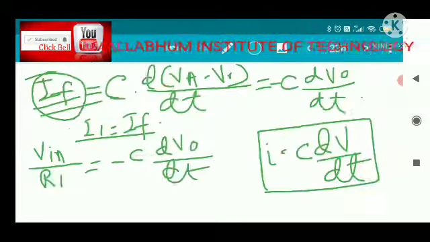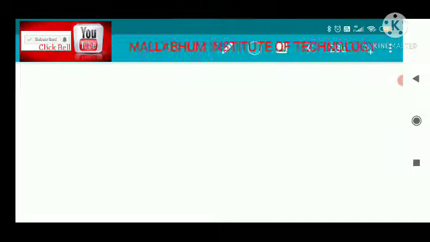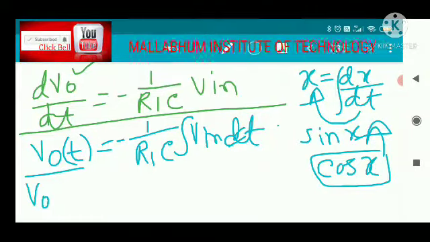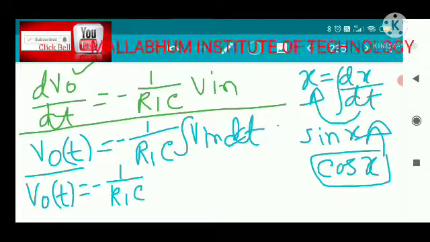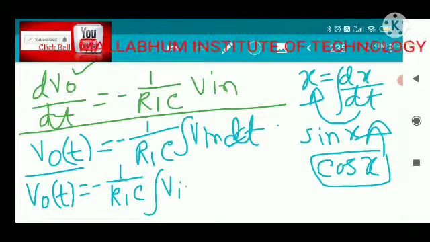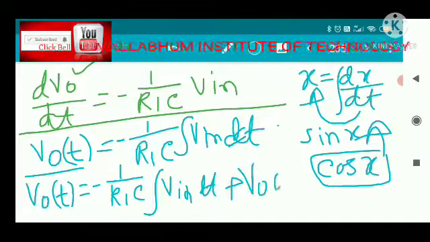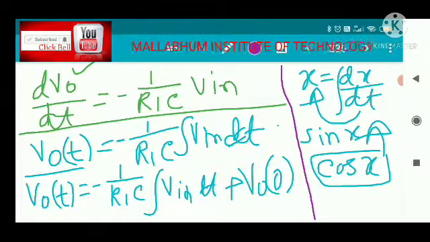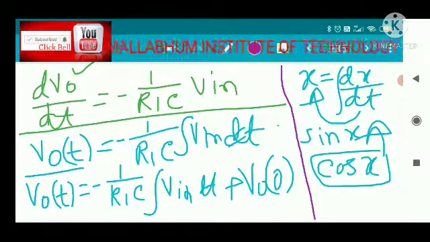Now in this case we have assumed that the capacitor is initially discharged, that the voltage initially stored in the capacitor is 0. If some voltage is initially stored in the capacitor, then the final expression for V0t is 1 by R1C times the integration of Vin dt plus V0 at 0 time. Here V0(0), that means at time 0, is the initial output voltage, or the stored charge inside the capacitor.